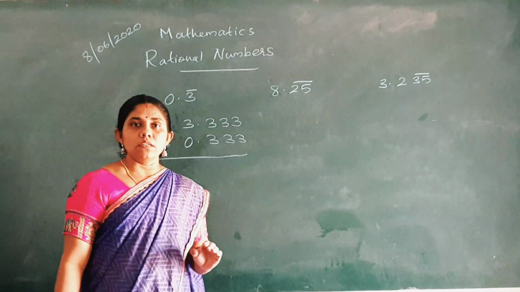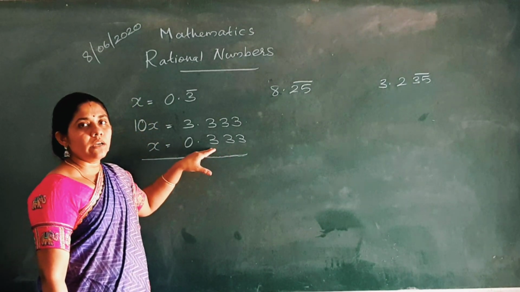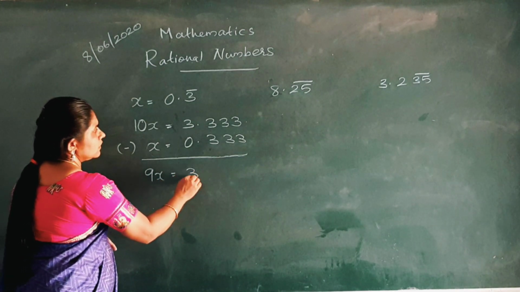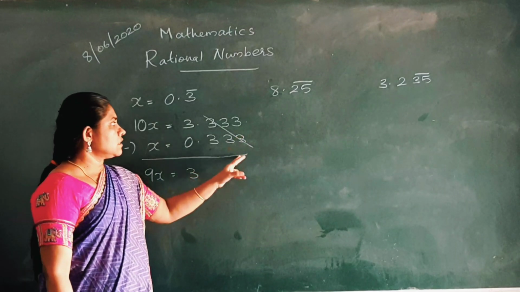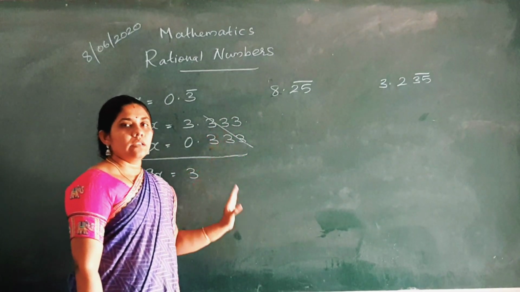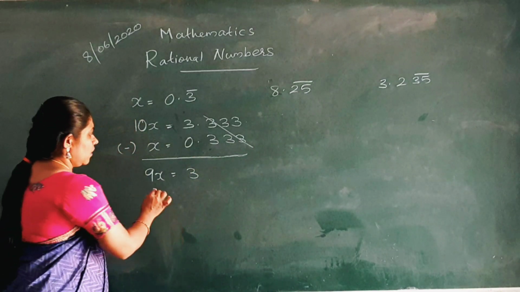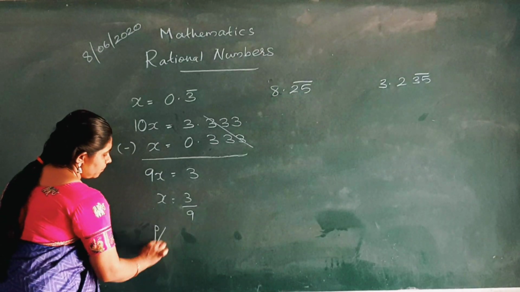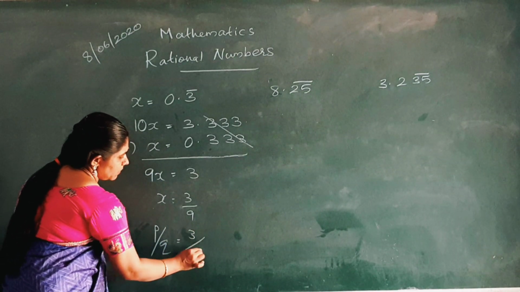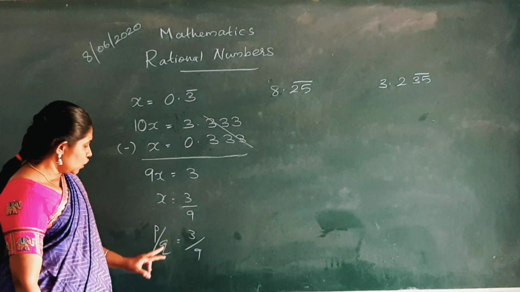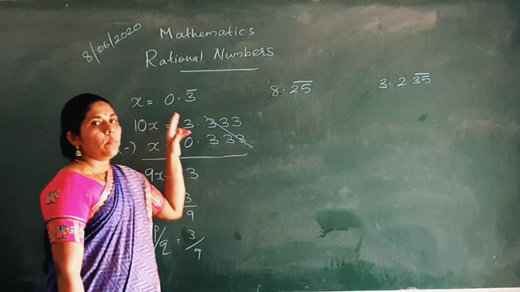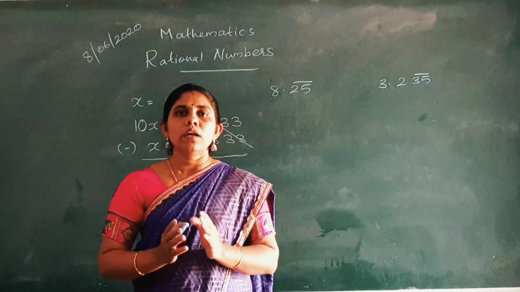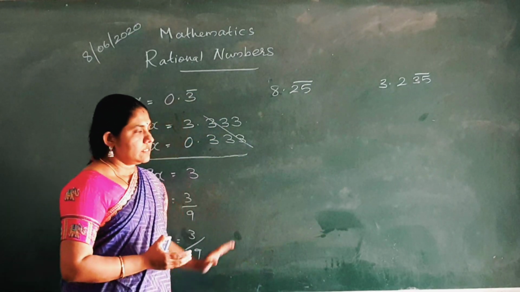Now I am subtracting the second one from the first one. Here 9x is equal to 3. The repeating 3s all cancel: 3 minus 3 is 0. Now x will be 3 by 9. This is our answer in P by Q form. P is 3 and Q is 9. The decimal number 0.3333 is converted to a rational number in P by Q form. This is one type of method.